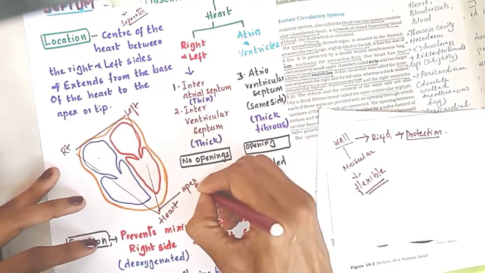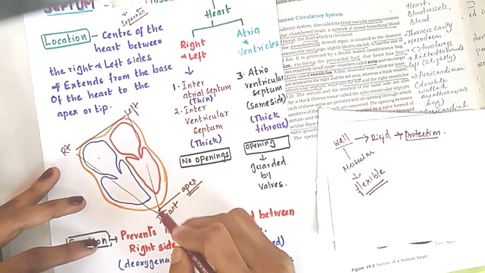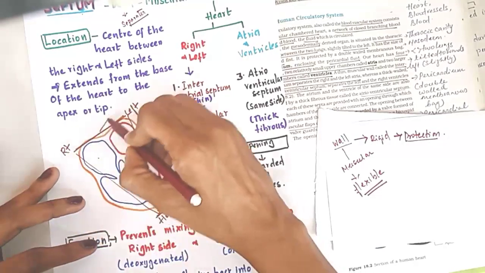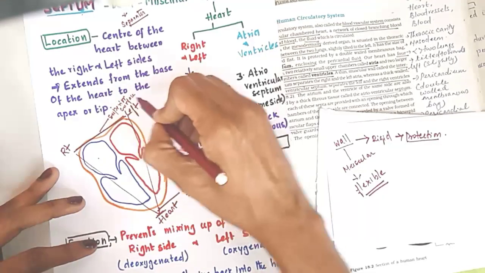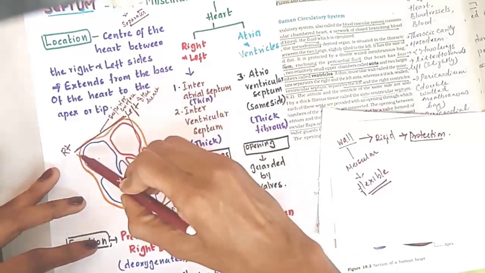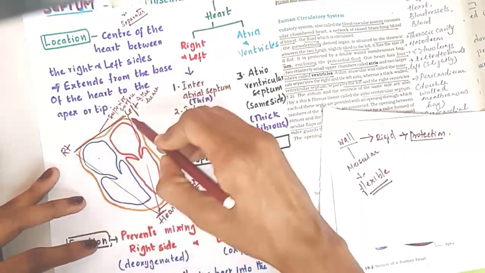You call it the apex of the heart. It is an inverted triangle with the apex pointing downwards and slightly towards the left. Okay. Next, this is the base of the triangle, which is the superior surface of the heart. Okay, now, the center of the heart is between the right and left side. So this is the right side, this is the left side.